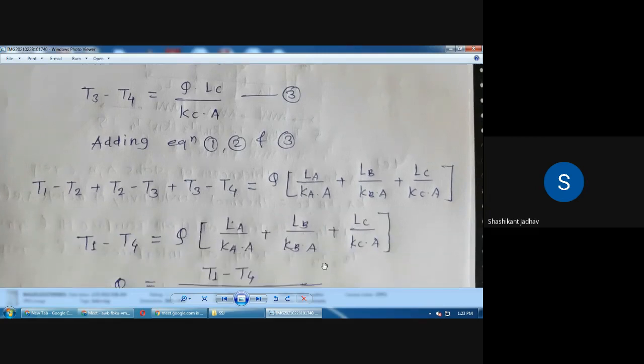So what is the remaining term? Write down T1 minus T4 is equal to Q into bracket LA upon KA into A plus LB upon KB into A plus LC upon KC into A.